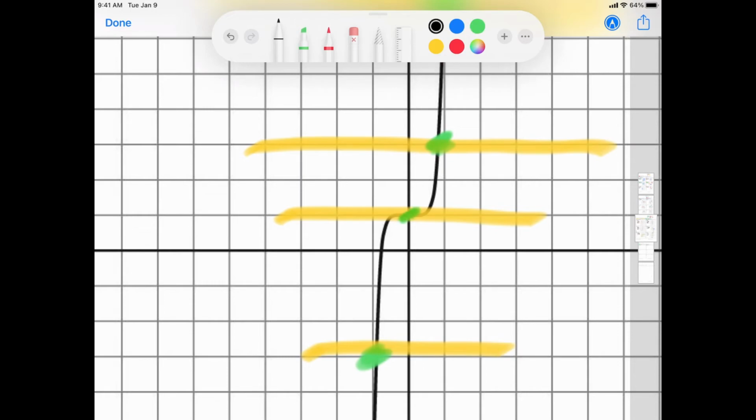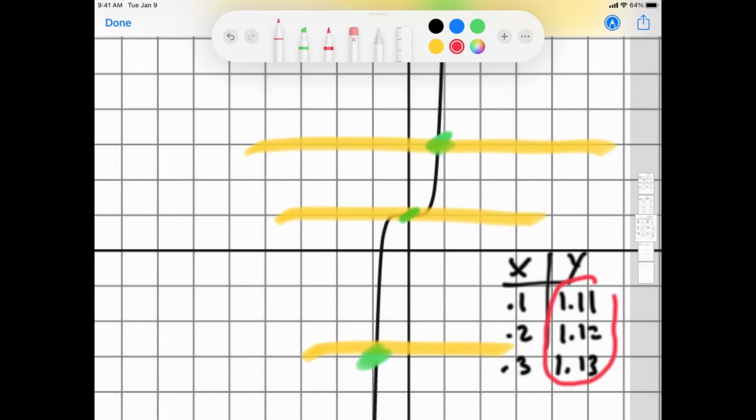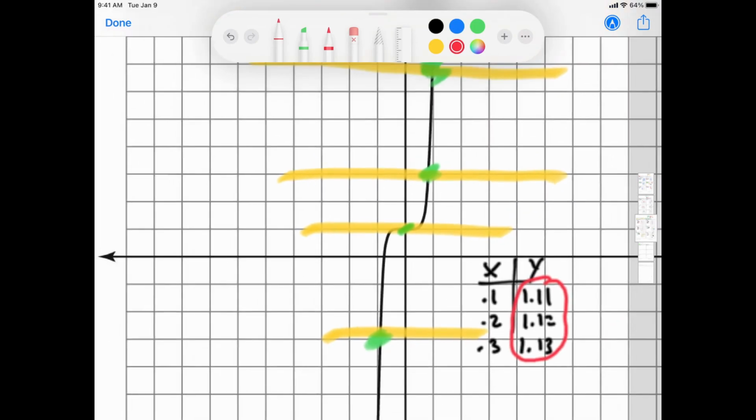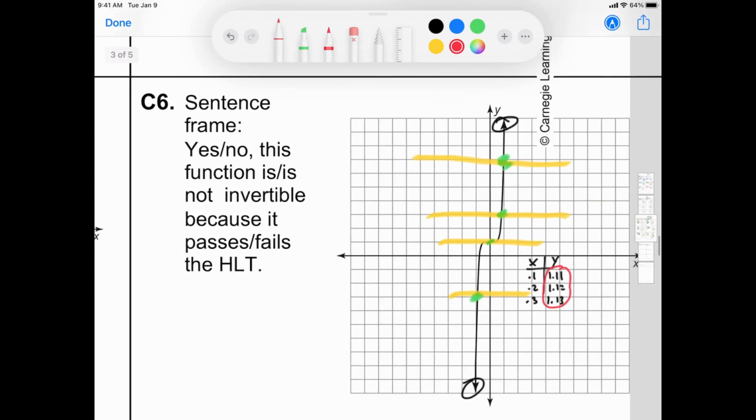And here is my explanation why. If you drew yourself a table of values, and if you did something like here on the positive side, let's just say x is 0.1, you might have something like 1.11. And what I'm trying to show you here is that it's slowly increasing there, and you will not have a y value that repeats. Okay? So that's the answer for our C6.